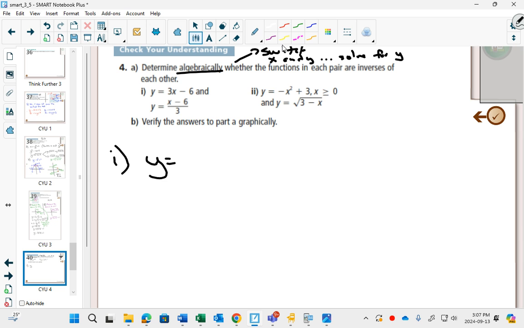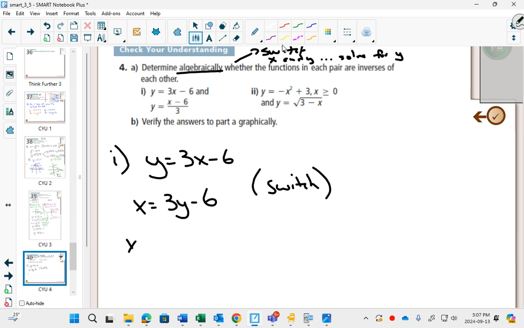If I start with Y equals 3X minus 6, I do the switch, I would get X equals 3Y minus 6. I want to get Y by itself, so I'm going to add 6 to both sides. Divide everything by 3, which will get Y by itself, and I'll get X plus 6 over 3. It's close. Okay. Are they the same?